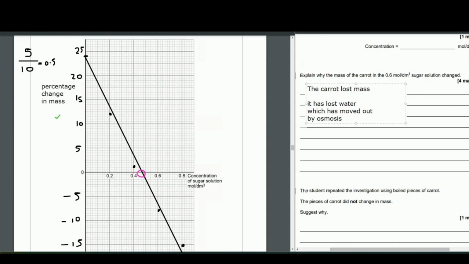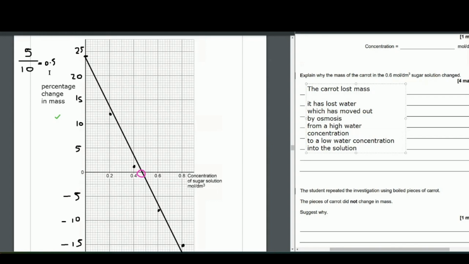By osmosis, that might get us a mark, from a high water potential or concentration to a low water concentration into the solution. So the carrot has lost mass because water has moved out by osmosis from high to low. I could have whacked in semi or partially permeable membrane there, as that's part of my osmosis definition as well. That would have been quite nice to bust out, the old osmosis definition. But here we go. That's going to get us 4 marks.